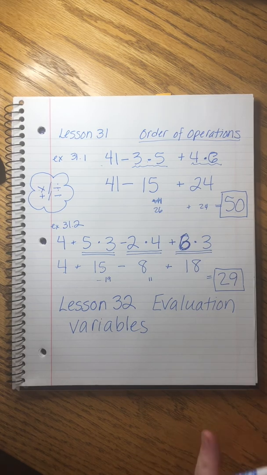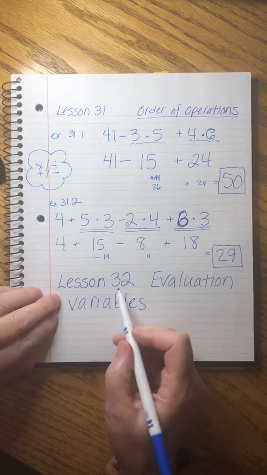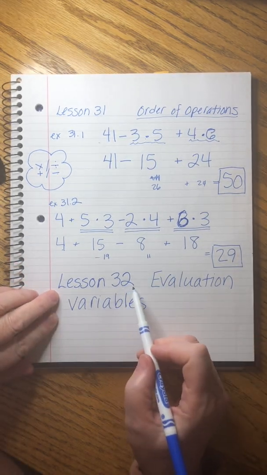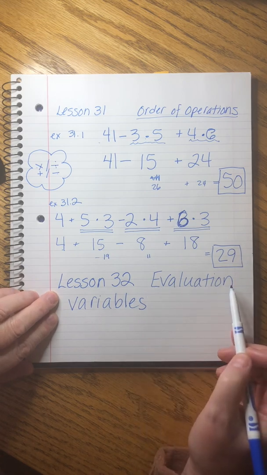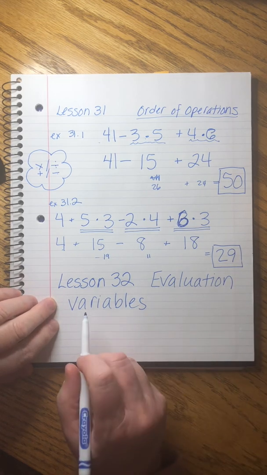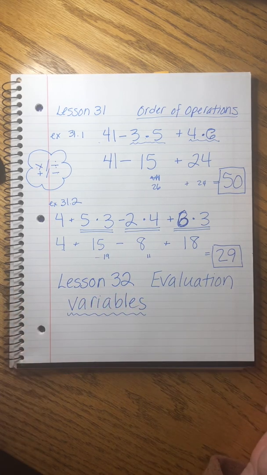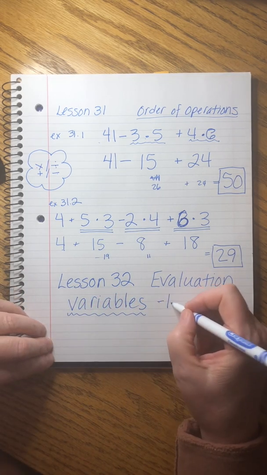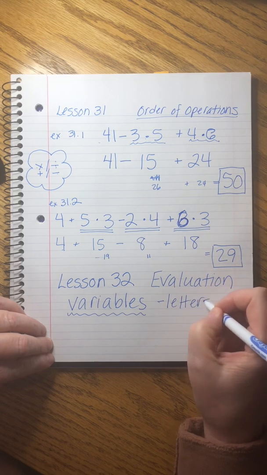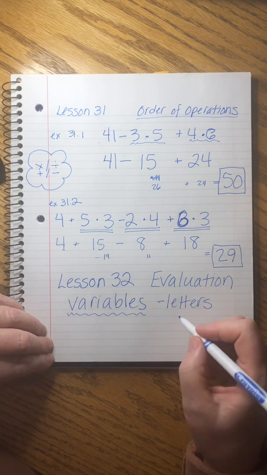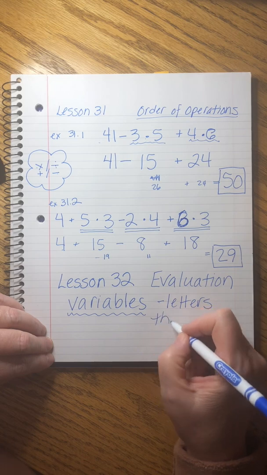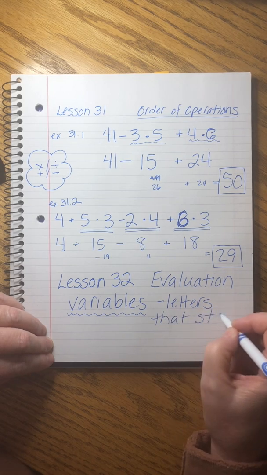Saxon Algebra 1/2 lesson 32. I'm down here. The topic of this lesson is called evaluation. And in this lesson, we're going to be tossing this word around a lot. Variables. Variables are letters that take the place of numbers or that stand for them.